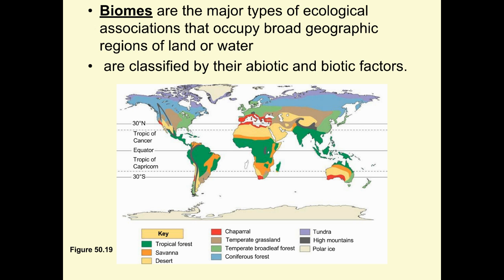Temperate grassland, temperate broadleaf forest, that's where we are, right? We're a temperate forest. Temperate broadleaf or deciduous forest, meaning that they lose their leaves every year. Everybody okay? Everybody good? All right.